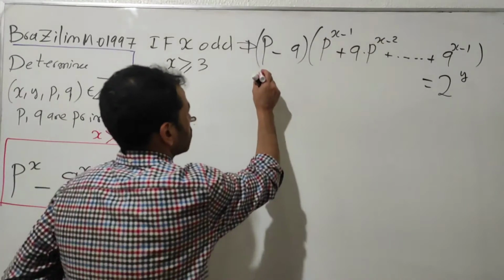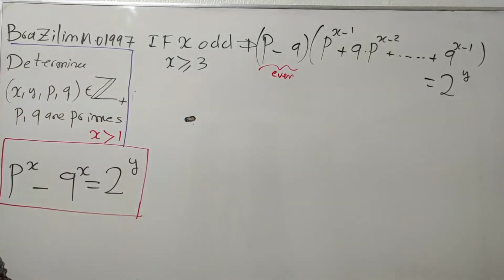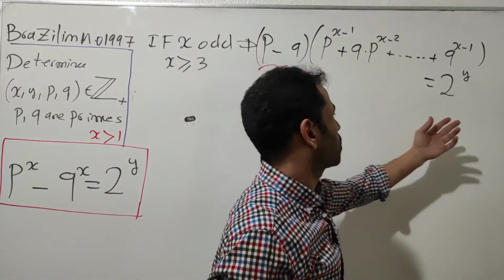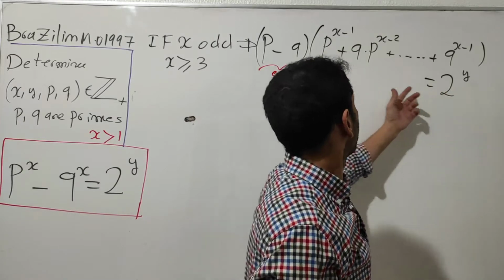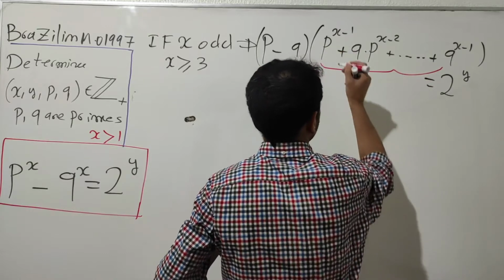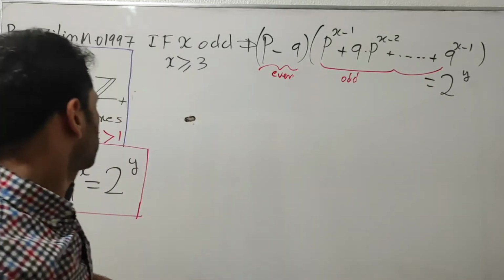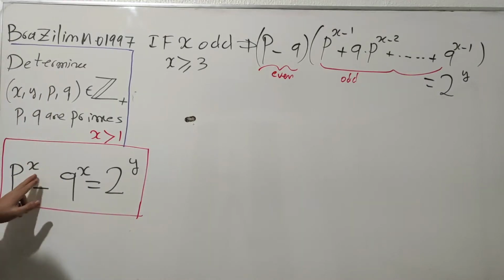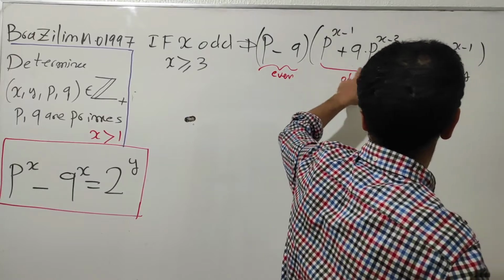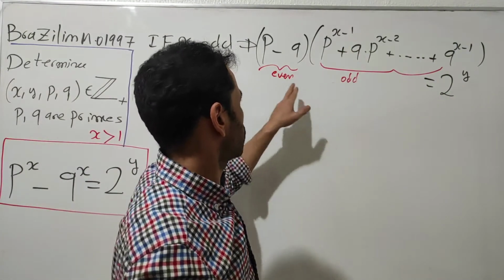It's clearly even, because p is odd and q is odd. The nice thing here is that this product is given as a power of 2. And keep in mind that all of these terms are odd, since the exponent is odd, so we have odd terms here. Which means this factor is odd, and if this one is odd, then the other is even.